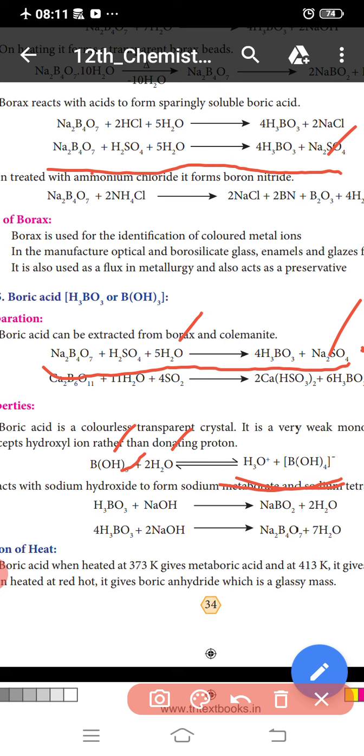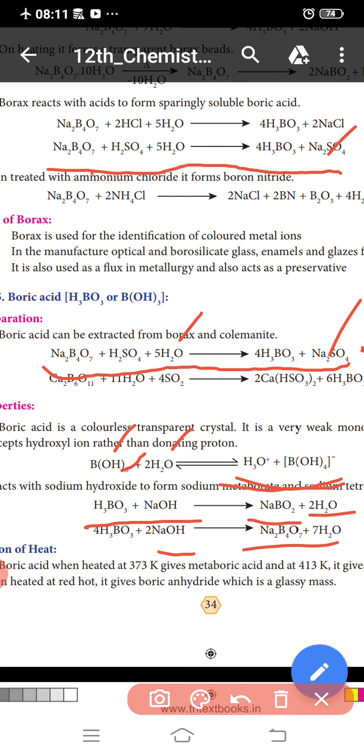The next property: boric acid reacts with sodium hydroxide. One molecule of boric acid reacts with sodium hydroxide to give sodium metaborate and water molecules. 4 molecules of boric acid react with 2 molecules of sodium hydroxide, so the formation of borax, Na2B4O7·7H2O.